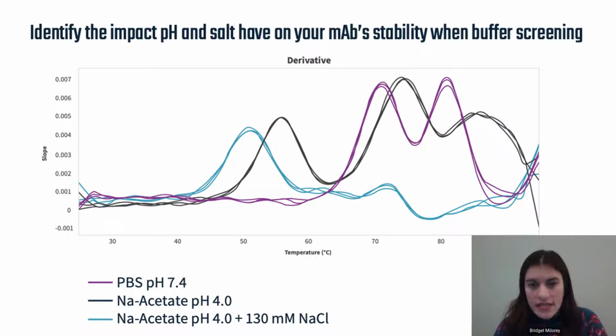So I'm going to turn it back over to Bridget. She's going to walk us through an example with Herceptin and a few different buffers. So Bridget, can you tell us a little bit about the data we see here?